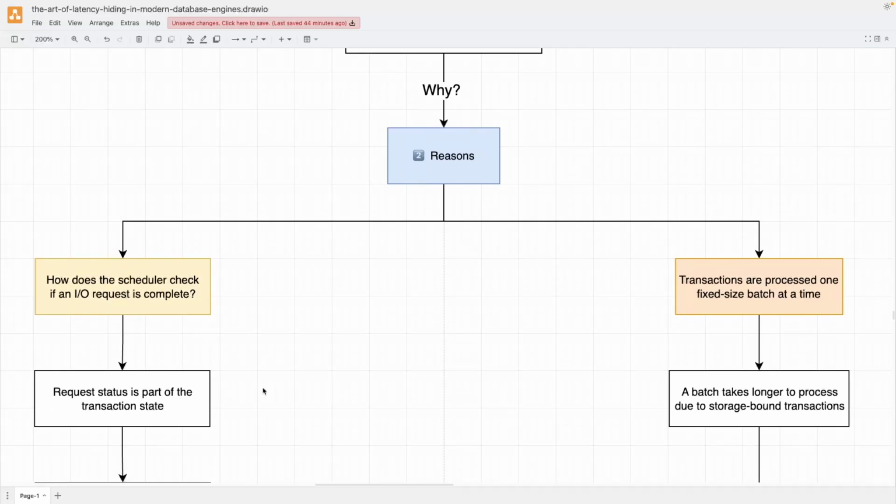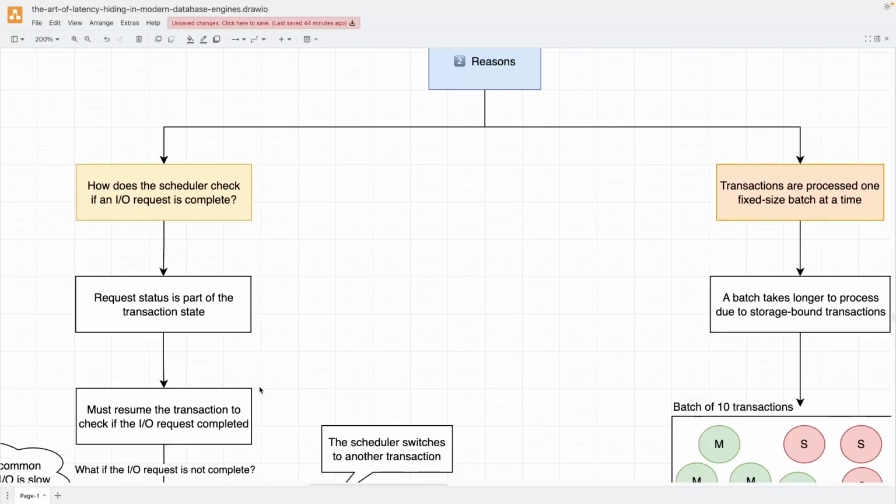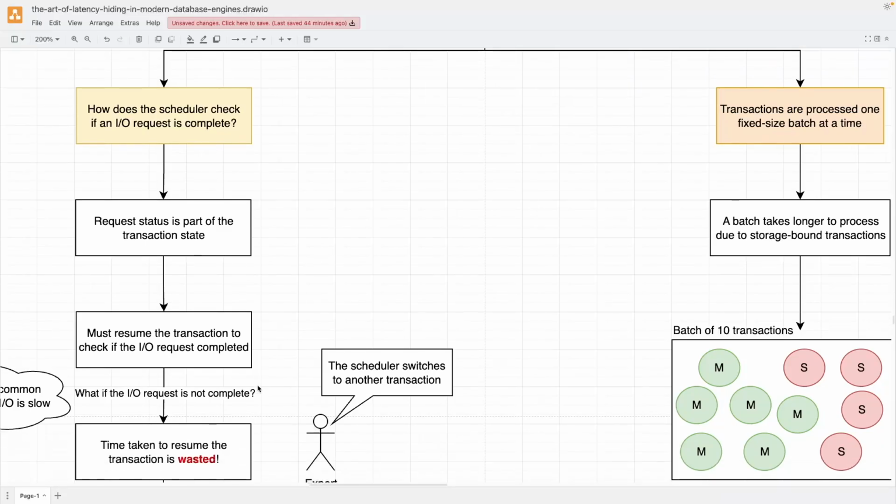Imagine an IO access example, right? If you have an IO access, we already know the coroutines are very nested. You're going to switch to that transaction. You have a deep nesting of coroutines, so you have to load up each one, and then you check if the access is complete, and you realize that, oh, the access is not complete. So then you have to unload all those coroutines and then switch to another transaction. That is very expensive, and it takes a lot of time.